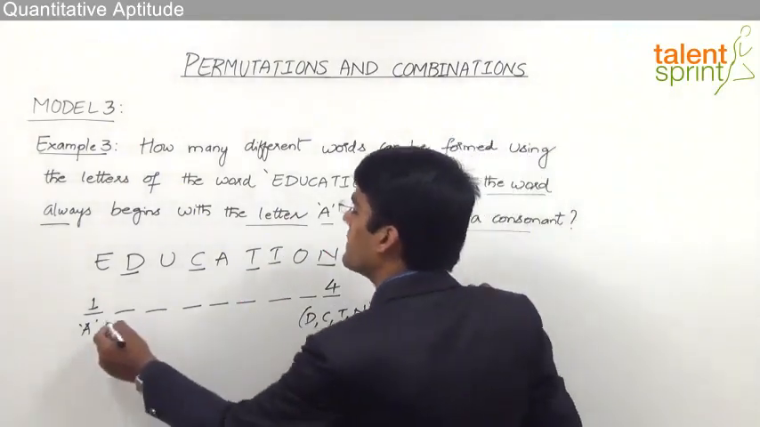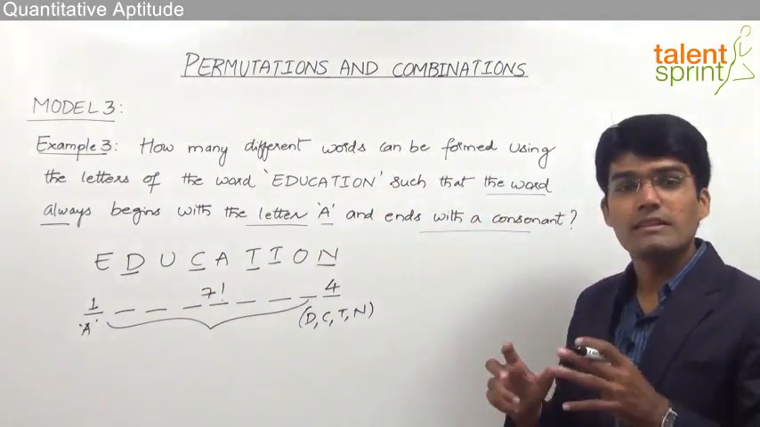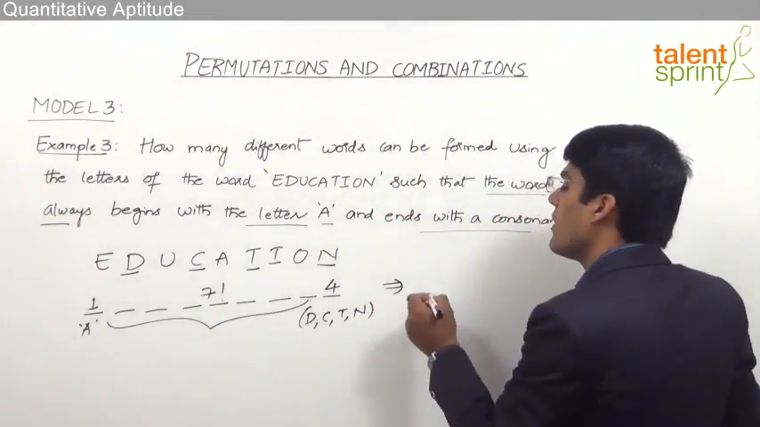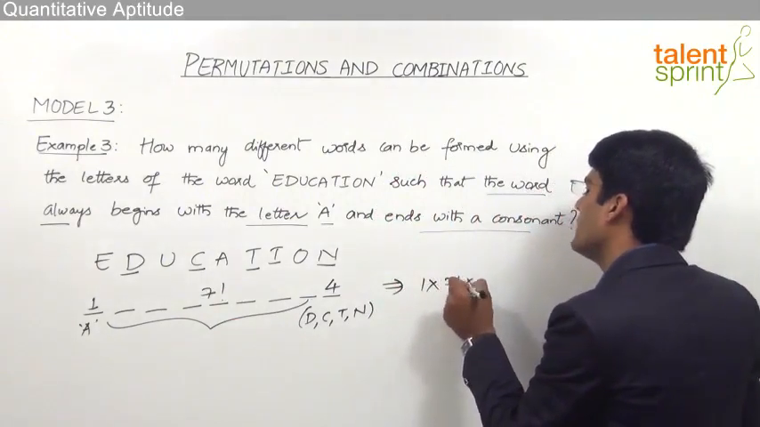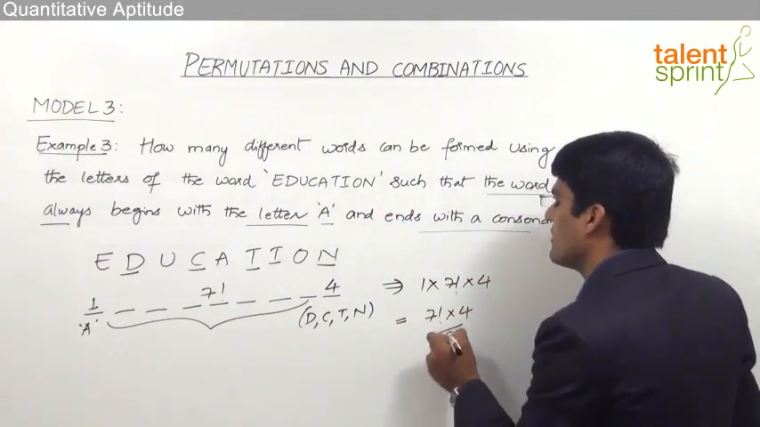So we can say the intermediate 7 positions here can be filled in 7 factorial ways. So here we have got 3 actions together. So we can say altogether the answer here will be 1 into 7 factorial into 4. That is nothing but 7 factorial into 4.